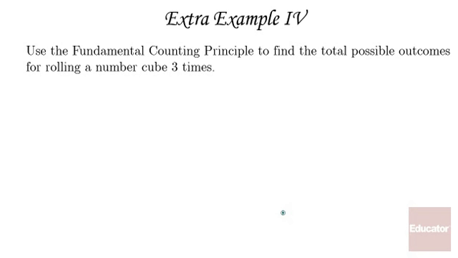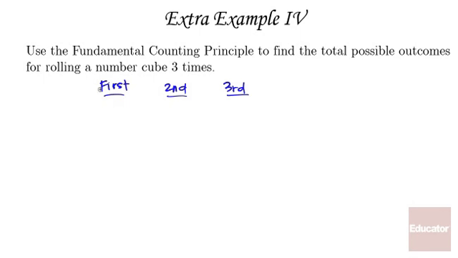Okay, so we're going to use that fundamental counting principle again for this one to find the total possible outcomes for rolling a number cube 3 times. Okay, so we have 3 different events. Okay, just the 3 different times you're going to be rolling the number cube. So we're going to say first, okay, because it's going to be rolled 3 times. So the first time, the second time, and the third time.